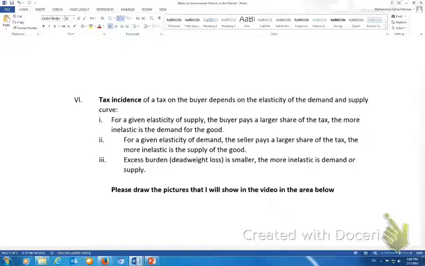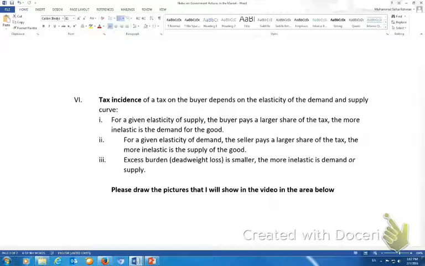Let me talk about the conclusions, and then I will draw graphs to show you that they make sense. Okay, so we are going to start with the statement that the tax incidence really depends on both the elasticity of the demand and the supply curve. And for a given elasticity of supply curve, the buyer pays a larger share of the tax the more inelastic the demand for the good is. Then for a given elasticity of demand curve, the seller pays a larger share of the tax the more inelastic the supply of the good is.